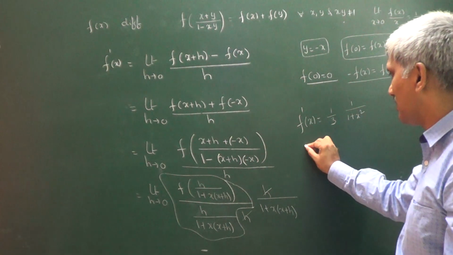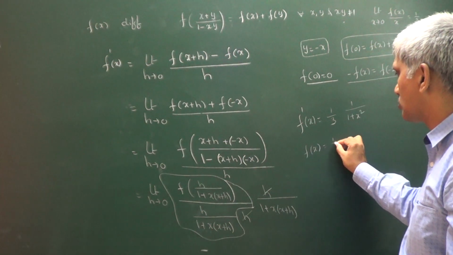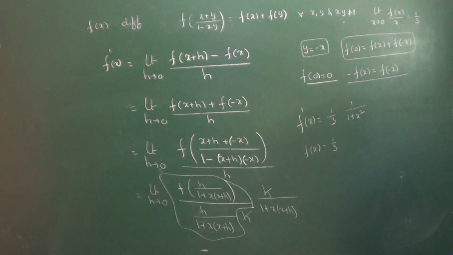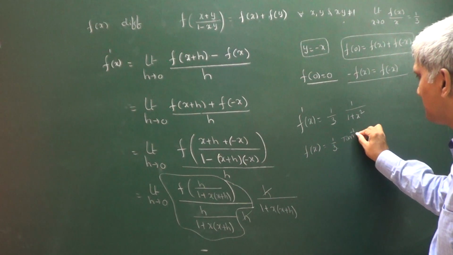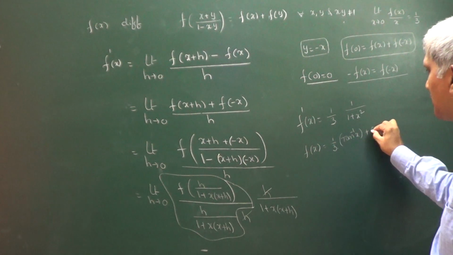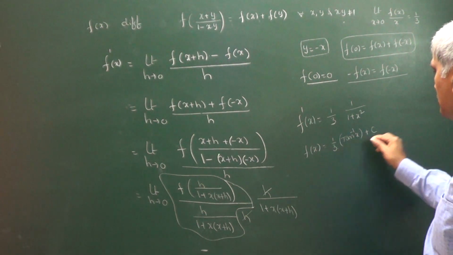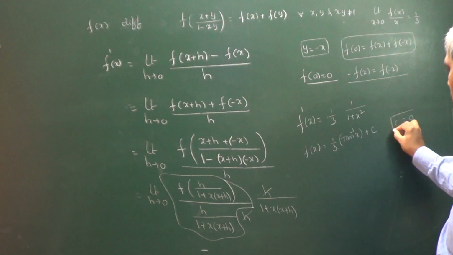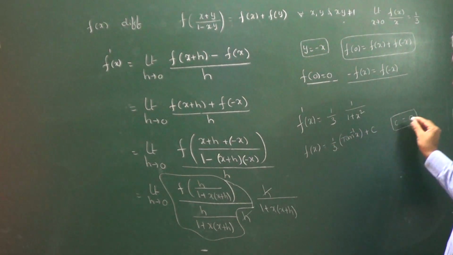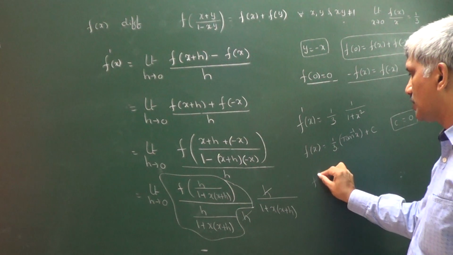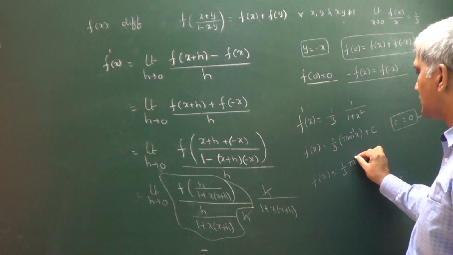Right? Now what can we write here? Integrate both sides: f of x is equal to 1 by 3 into tan inverse x plus the constant of integration. But what about the c value? Substitute x is equal to 0 here, and you will get c is also equal to 0. The reason is f of 0 is equal to 0, x is 0, here also x is 0, so c value is equal to 0. So we got the function as f of x is equal to 1 by 3 into tan inverse x.